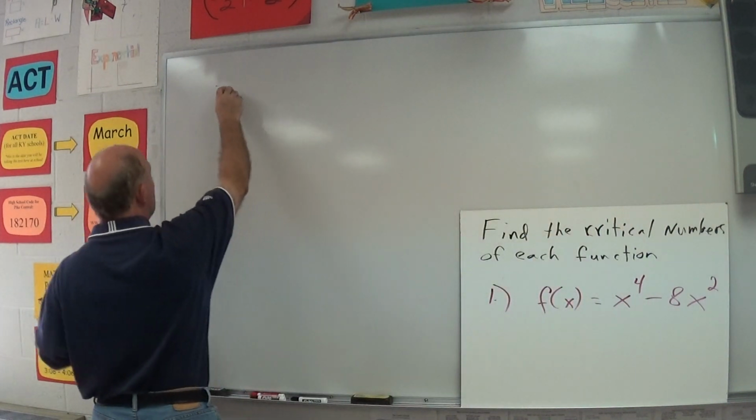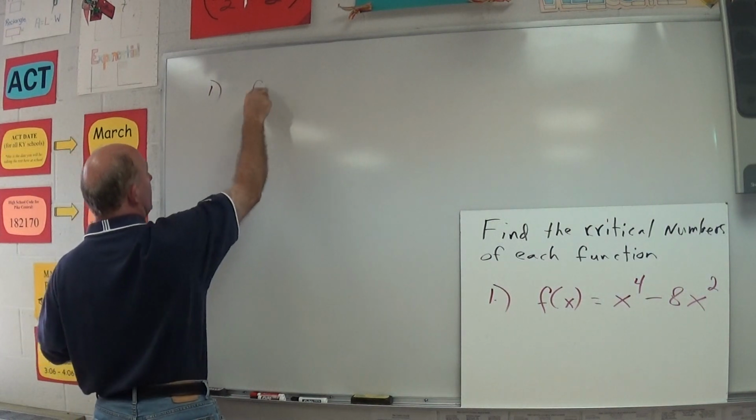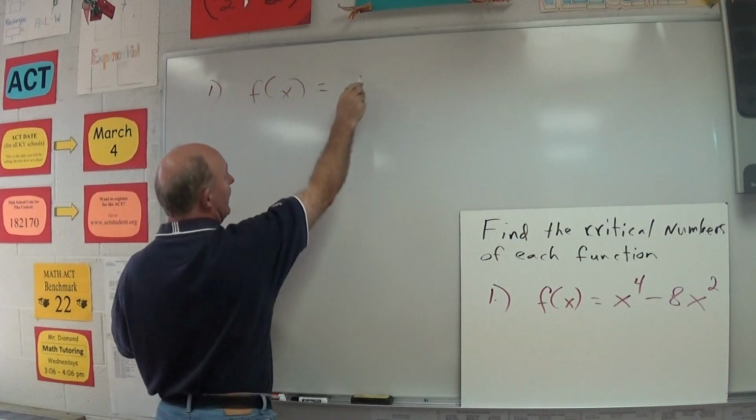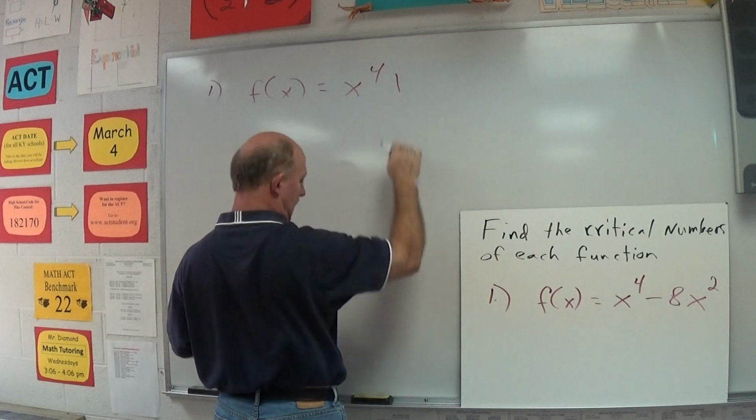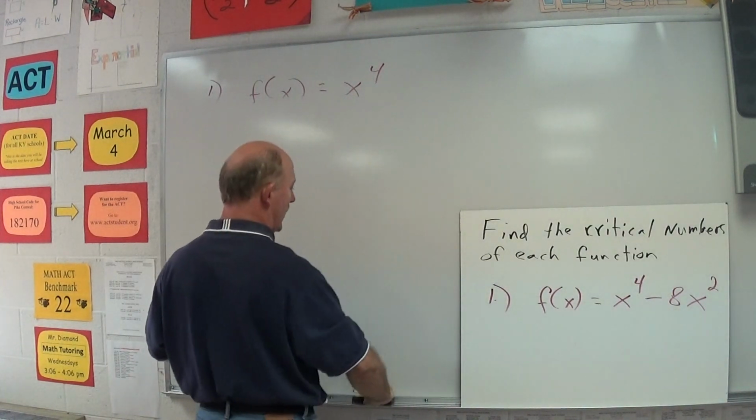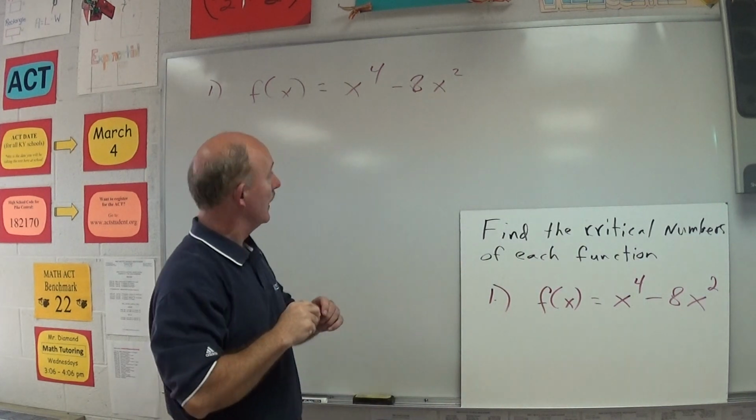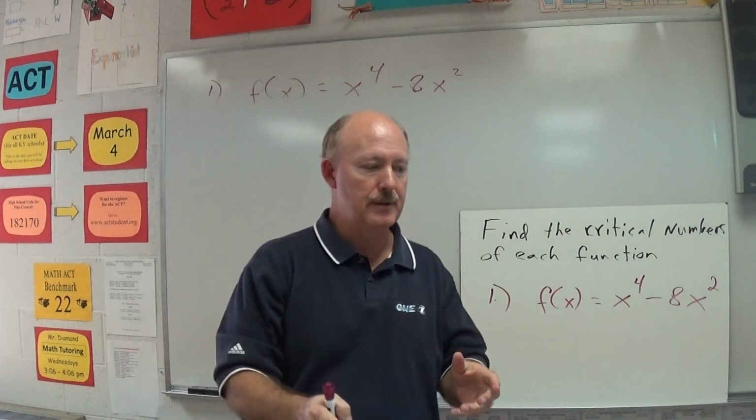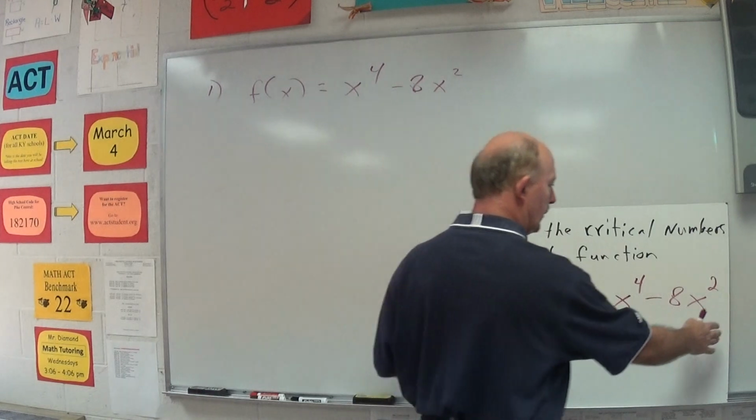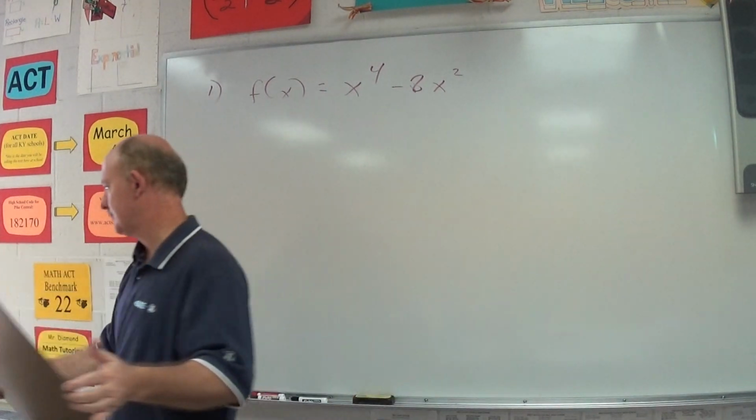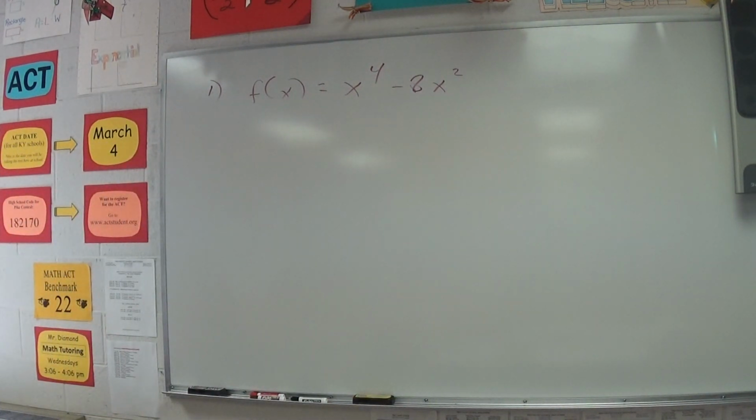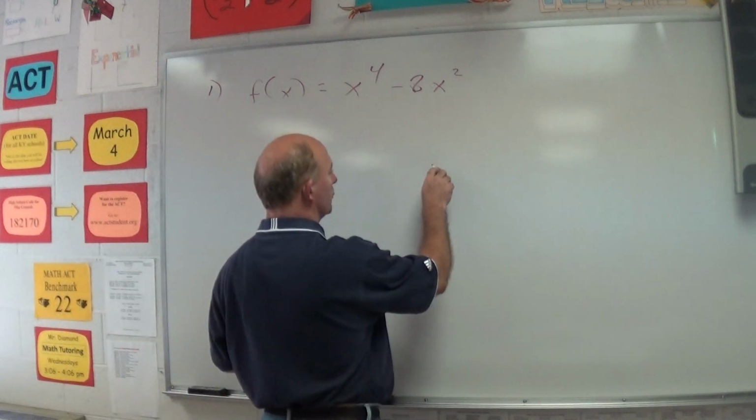So number 1, we'll find the critical numbers, and this is f of x equals x to the 4th minus 8x squared. All right, let's see if we can find the critical numbers of this particular function. A couple things you have to remember about critical numbers.